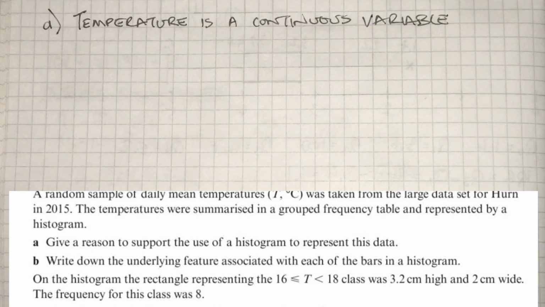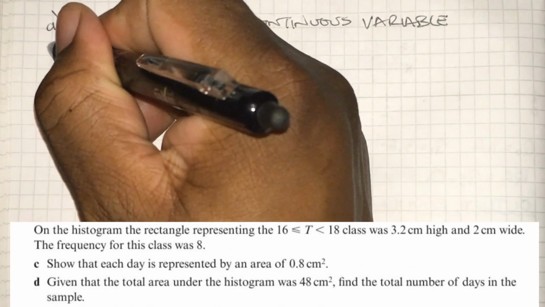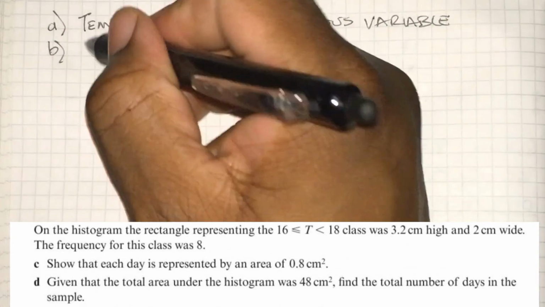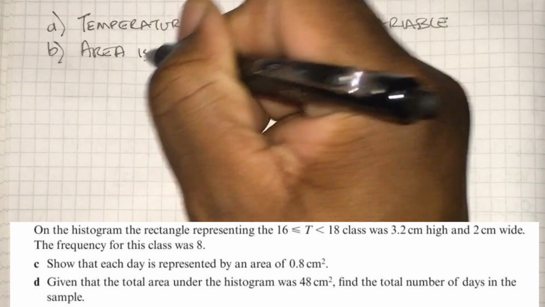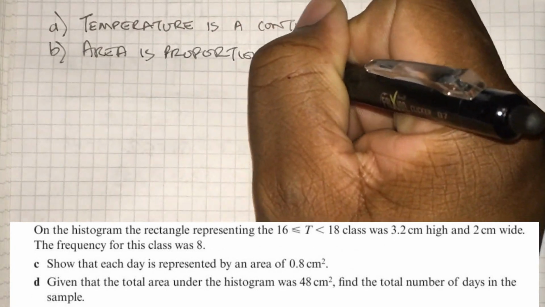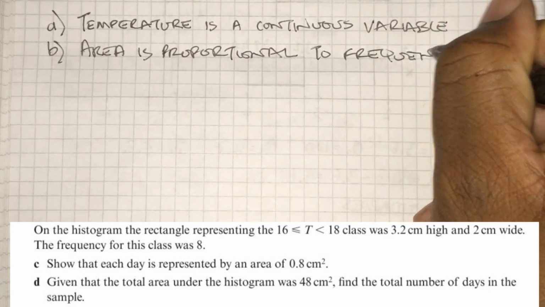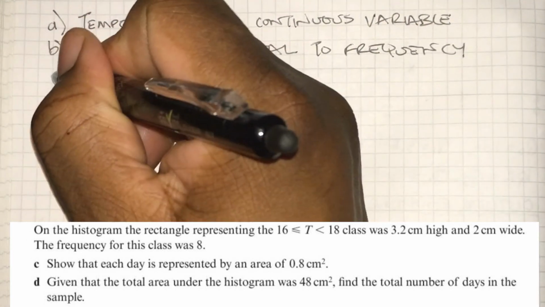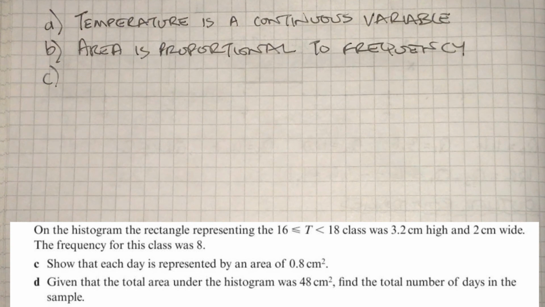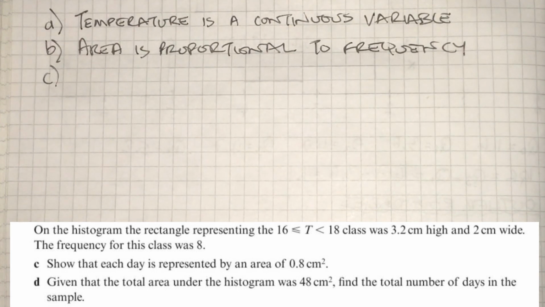And in part B, we're asked to specify the underlying feature associated with each of the bars in a histogram. And now you've heard me say this a few times now, the underlying feature is that area is proportional to frequency. The area we use for each of those bars will be proportional to the frequency. Okay, moving on to part C.